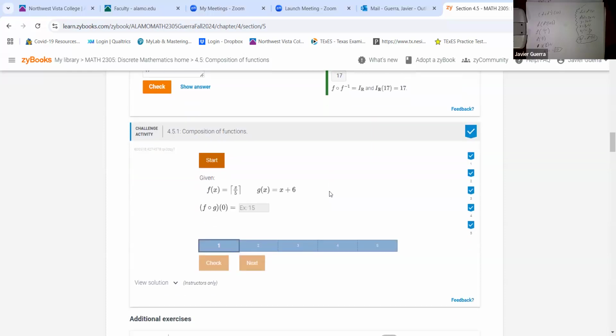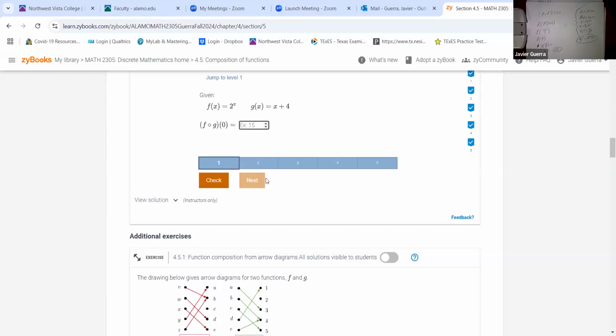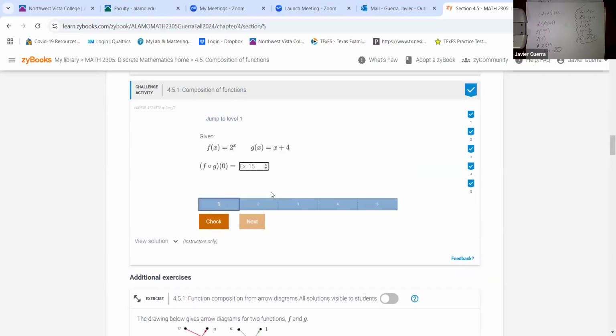All right, let's do composition of functions. Let's do that challenge activity. Let's start it off. Okay, so this one, I have the ceiling function and I have a regular function. So I'm asked to find f composed with g evaluated at 0. So I'm going to plug in 0 for x. So that would be 6. So then I would plug in 6 here. 6 over 5 is 1 point something. I need to do the ceiling. So that should be 1. Let's see. No, it's not. Huh. 6 over 5. Oh, yeah. 6 over 5, the ceiling should be 2. You're right. It is 2. I knew that. I was just testing myself. It should be 2.